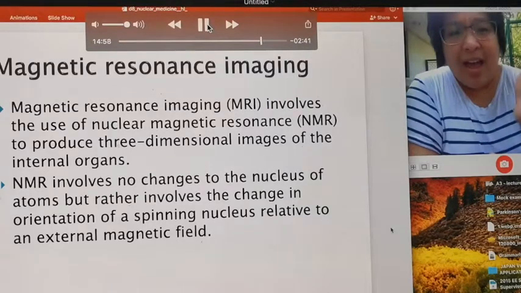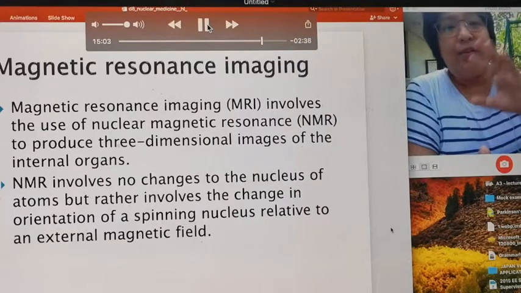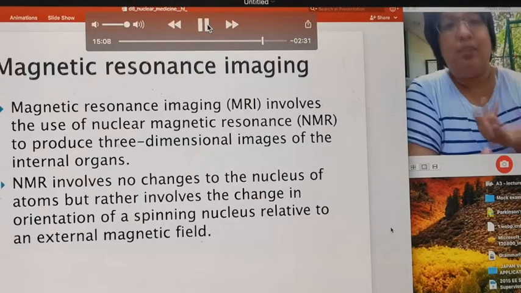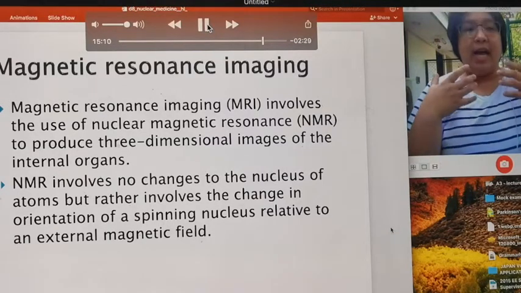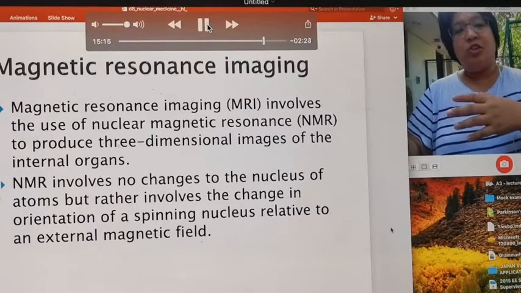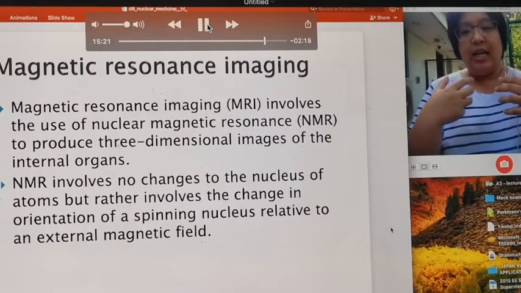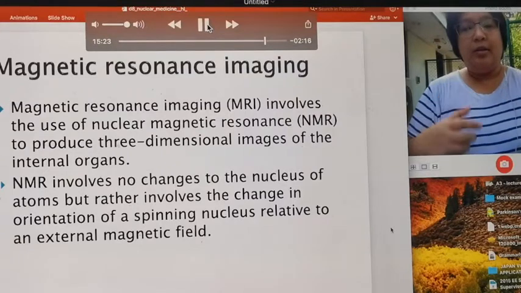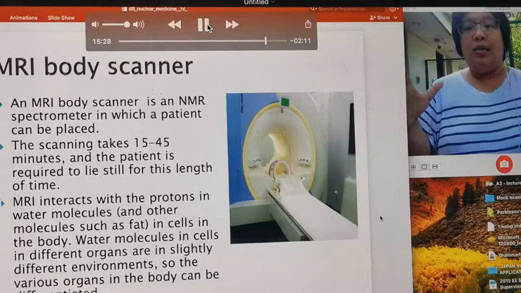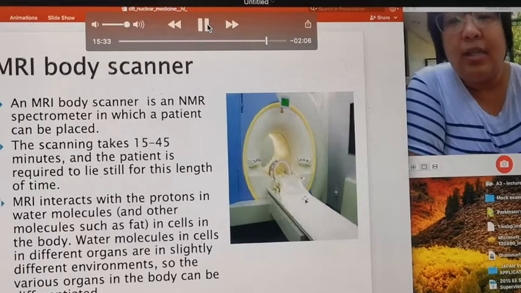And we have learned, in the past, that hydrogen, when you subject it to a magnetic field, can spin. So our body, which has a lot of hydrogen, when I put my body inside an MRI machine, the magnetic field can spin the hydrogens inside my body. And we can use that to detect things inside the body. So for example, this is your MRI body scanner. You go there, you go inside.